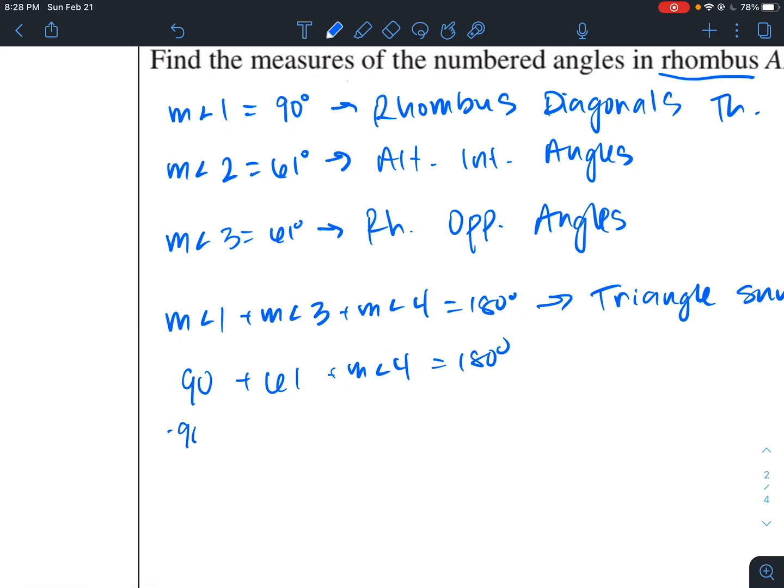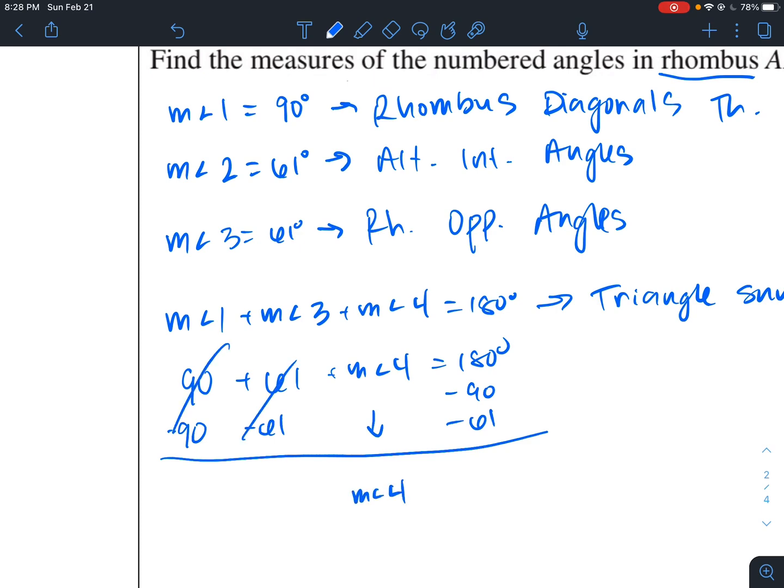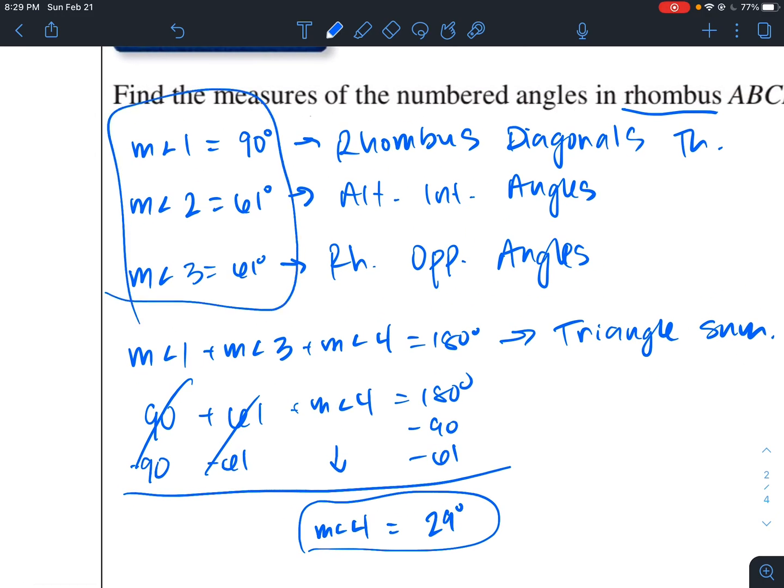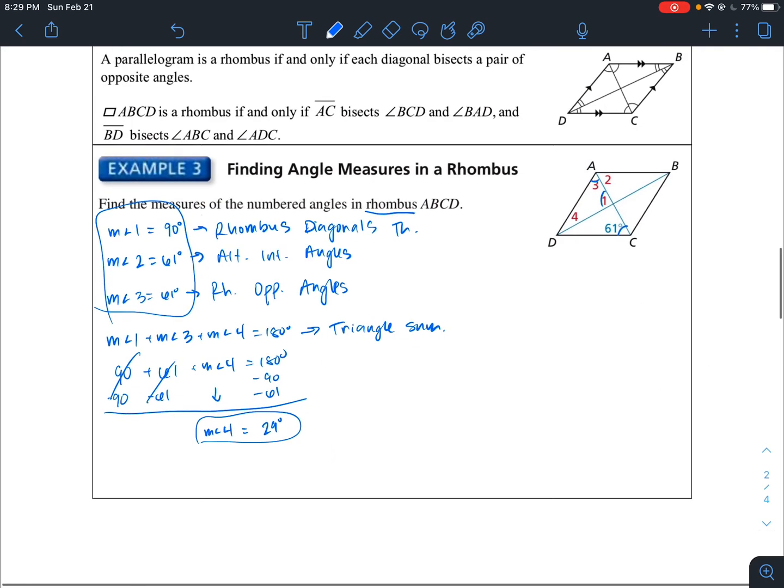So I can subtract 90 and subtract 61. So subtract 90, subtract 61. And then here, these are 0. This becomes measure of angle 4 is equal to, well, 180 minus 90 is just going to be 90, right? So 180 minus 90 is 90, and then minus 61 from that, and that's going to be 29 degrees. So measure of angle 4 is 29 degrees. So there we go. We have all those measures figured out and solved for.